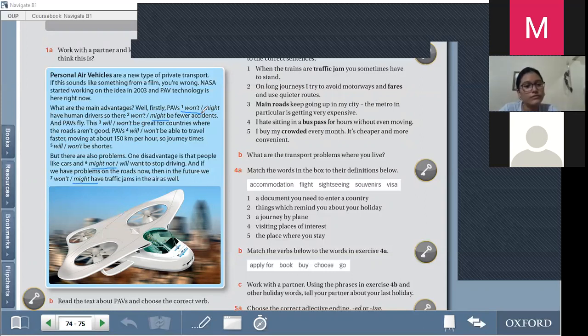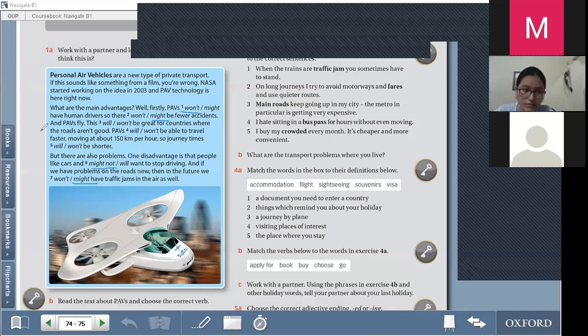Number 6, one disadvantage is that people like cars and might not want to stop driving, okay? That's a possibility. That's something we're not 100% sure or certain about. And number 7, then in the future, we might, once again, it's a possibility, we might have traffic jams in the air as well.